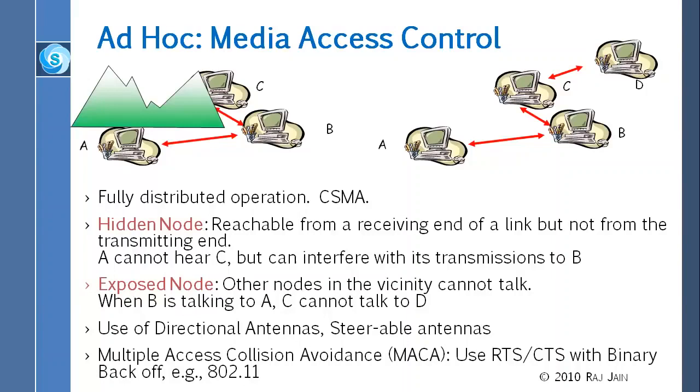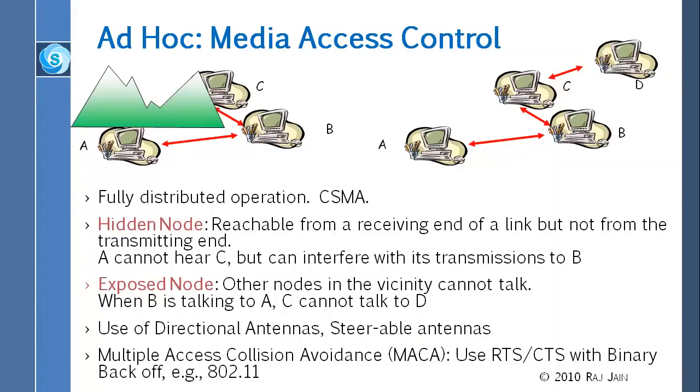The other issue is that of the exposed node, and that is the issue where some other nodes cannot talk because one node is talking. So when A talks to B, C cannot talk to D, because if C talks to D, it will be interfered by the transmission from A. And so this is called the exposed node, that there are nodes in the vicinity of the network that cannot really get their own service. And so for that, basically we can use directional antennas, so that the energy from A going to B doesn't go anywhere close to C or D.